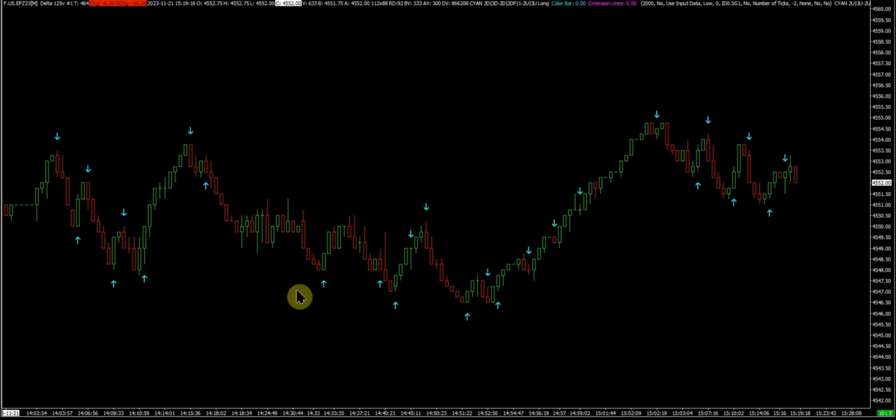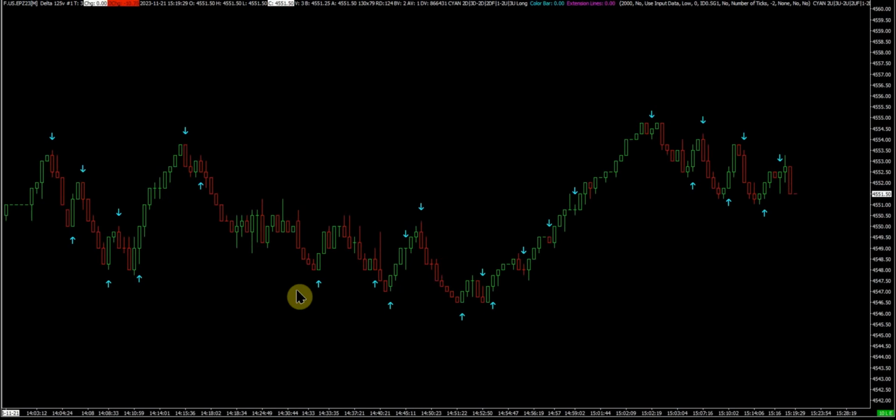Okay, so now we're back to our nice little clean chart, and you could basically trade this chart if you wanted to, but you're not going to get into any long moves, and you're not going to know what's going on.